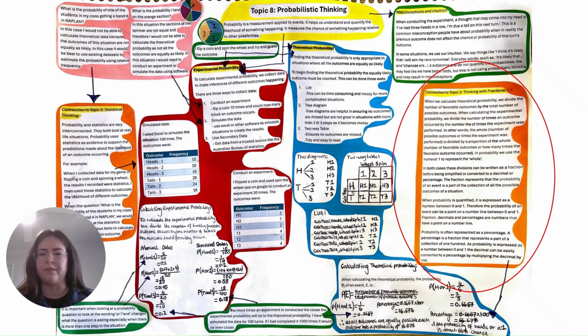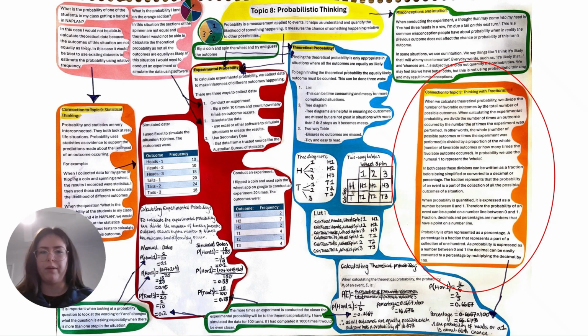Calculating probability ties in with topic 3 of EDN114, thinking with fractions. When we calculate probability, we divide the number of favourable outcomes by the total number of possible outcomes. In other words, a proportion of the whole, the number of favourable outcomes, is divided by the whole, which is the number of possible outcomes. These divisions can be written as a fraction before being simplified or converted into a decimal or percentage. The fractions represent that the probability is an outcome of the proportion of the collection of all the possible outcomes in a situation.